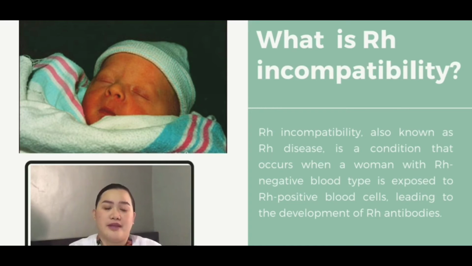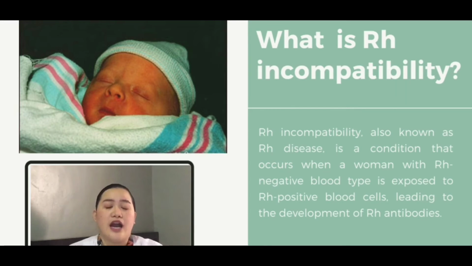The RH incompatibility is also known as RH disease. It is a condition that occurs when a woman with RH negative blood type is exposed to RH positive blood cells, leading to the development of RH antibodies. It can occur by two mechanisms. The most common type occurs when an RH negative pregnant mother is exposed to RH positive fetal red blood cells, secondary to fetal-maternal hemorrhage during the course of pregnancy, from spontaneous or induced abortion, trauma, an invasive obstetric procedure, or normal delivery.